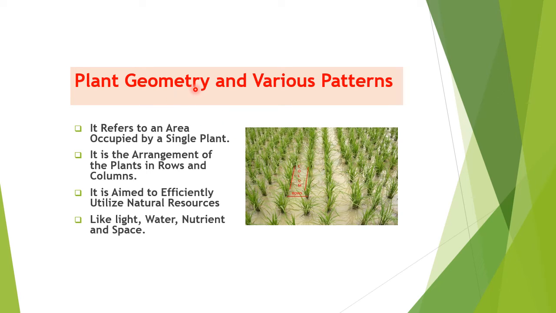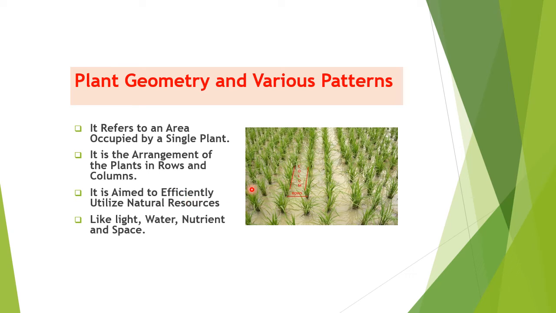The plant geometry and its various patterns. Plant geometry refers to the area occupied by a single plant. It's the arrangement of the plants in rows and columns. These are the columns, these are the rows. It's aimed at efficiently utilizing natural resources.